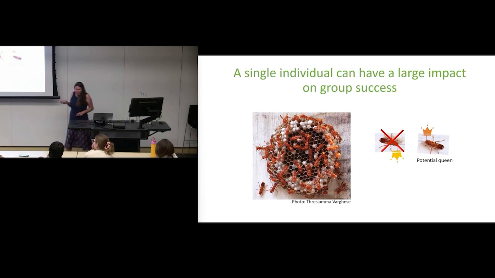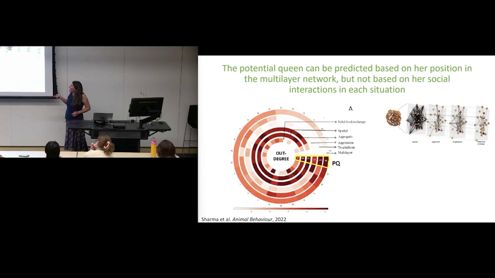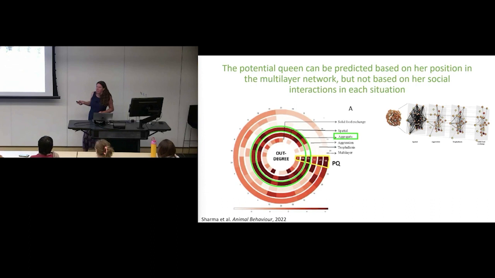So we looked at Nitika's data in a slightly different way. We combined these different social situations either by aggregating all the behaviors together or by keeping this multi-layered structure where we consider not just how many interactions each individual has in each situation, but also how many interactions they have in other situations, still maintaining the situations separate. And so what you see here, each ring is a different social situation. So this one is solid food exchange. There's one for aggression, one for trophallaxis, and so on. And each wedge is an individual. And here is this potential queen, the PQ. And we found that the only way... we have an aggregate where all the interactions are smushed together, and the multilayer network.